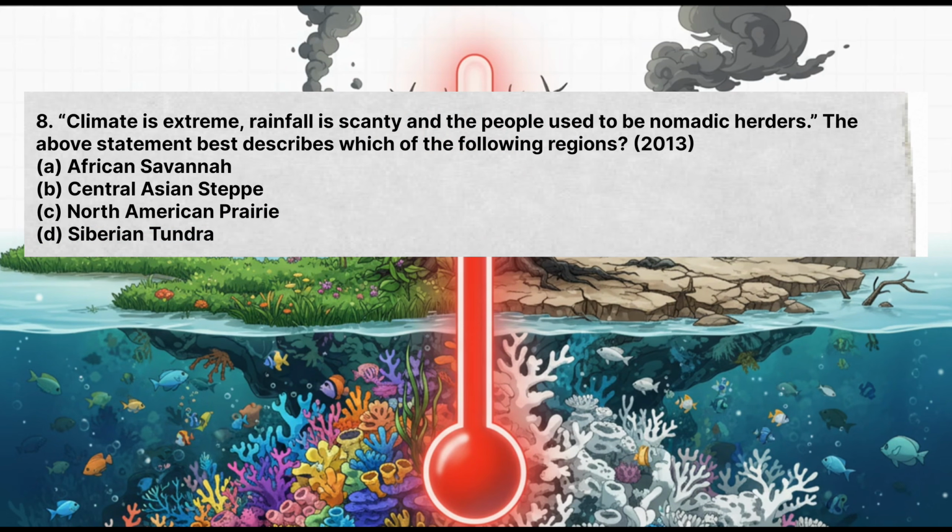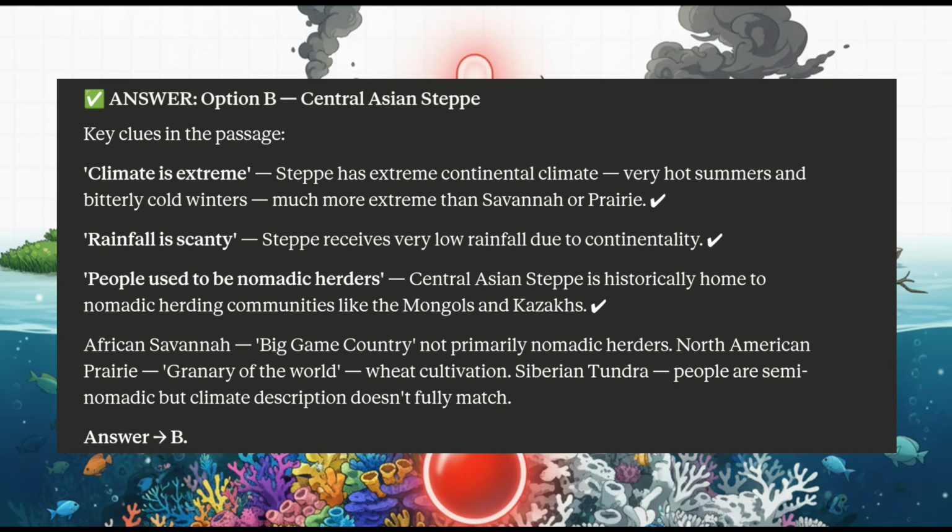Climate is extreme, rainfall is scanty and the people used to be nomadic herders. The above statement best describes which of the following regions? Option A, African Savanna. Option B, Central Asian Steppe. Option C, North American Prairie. Option D, Siberian Tundra. Pause 8 seconds. Answer, option B, Central Asian Steppe.